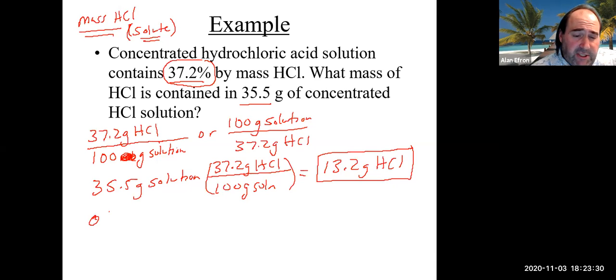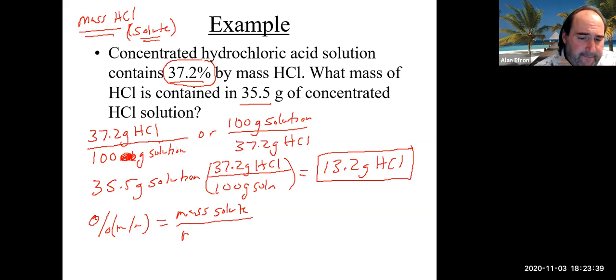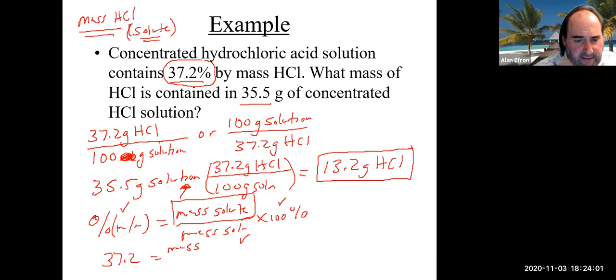Again, you can plug and chug into the percent mass to mass equation if you want: mass of solute over mass of solution times 100%. So when we solve for this, it's pretty much the same math as above, and you'll get the same answer. But if you're more comfortable, you could just plug in the numbers: your 37.2 in there, your mass of HCl up on top, your 35.5 grams times 100. Like I said, it's basically the same math as what we did above.